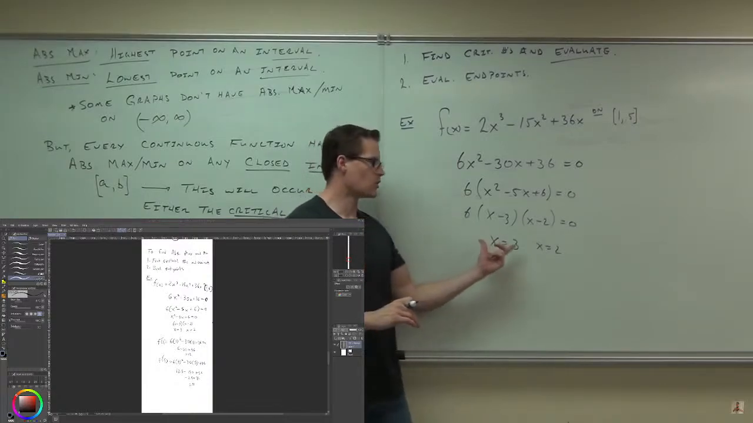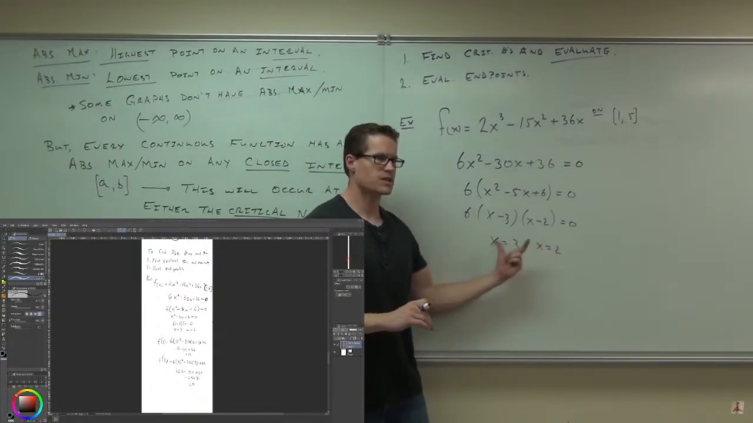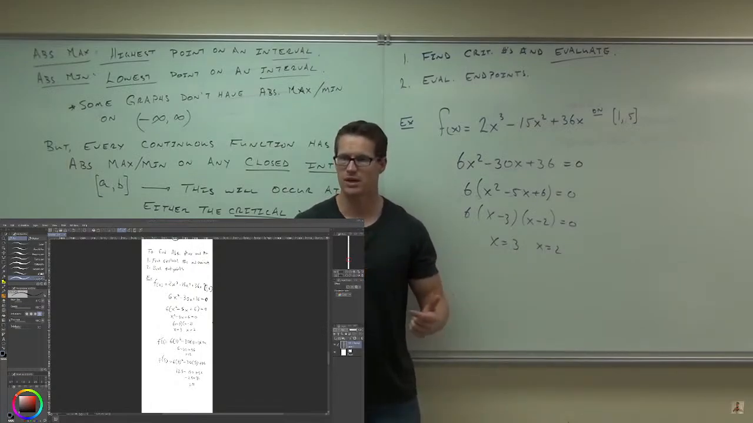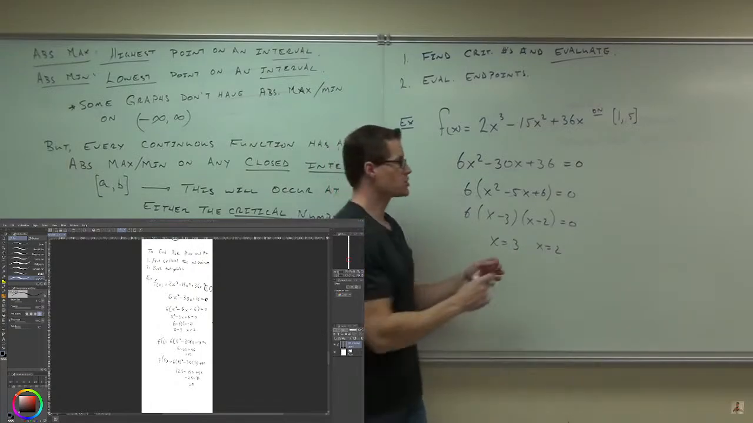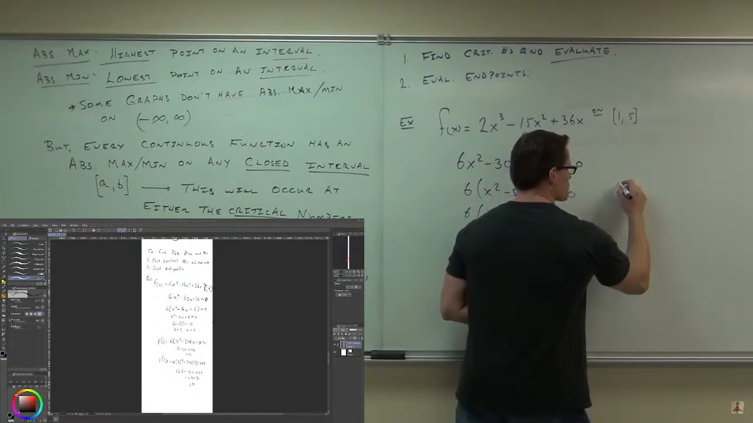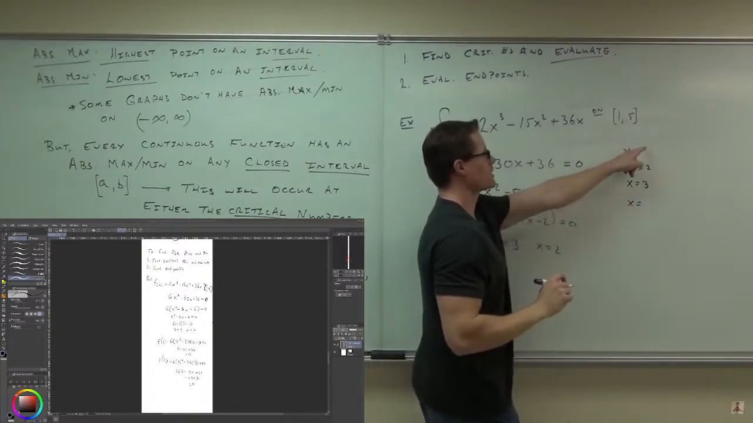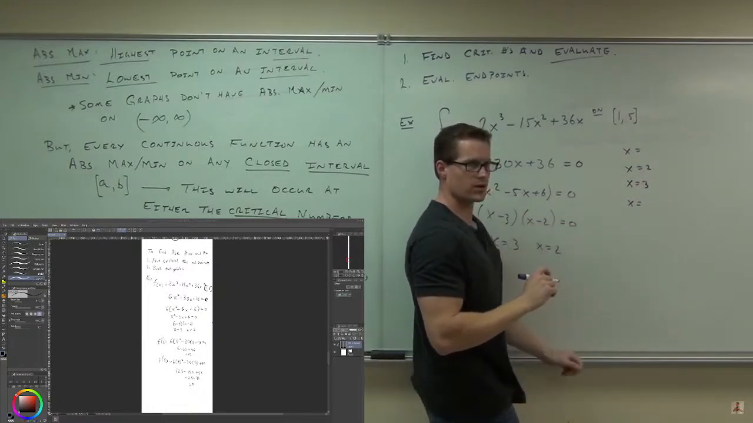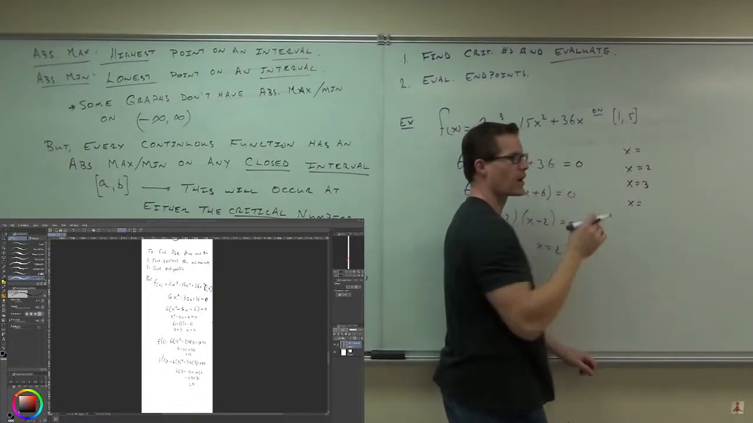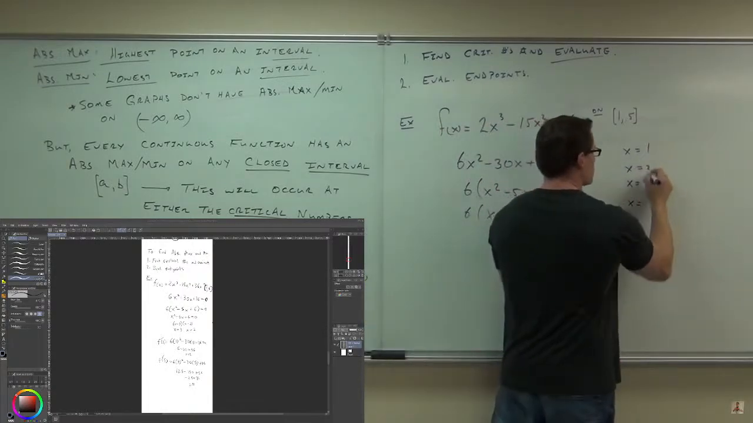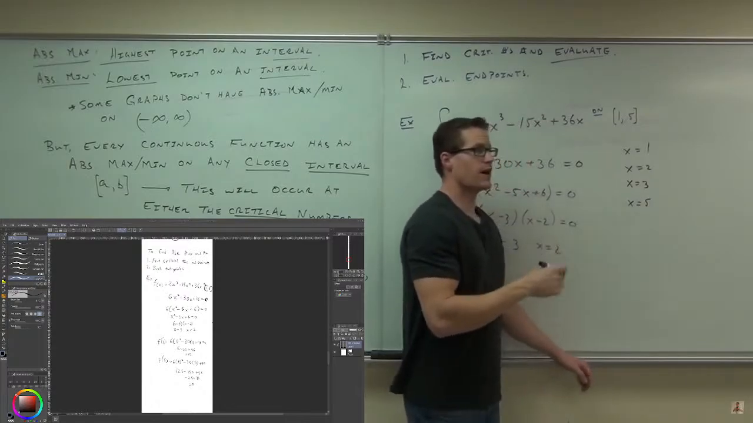These things right here are called your critical numbers. They are the only potential for going from increasing to decreasing, decreasing to increasing, your relative max and min. So what you check for sure are your critical numbers, x equals 3, x equals 2, and the endpoints. What numbers are going to go here and here? 1 and 5. Very good. Where am I getting the 1 and the 5? Where do I evaluate those?